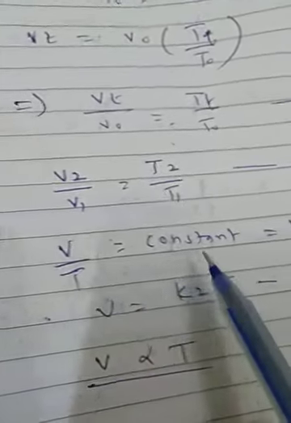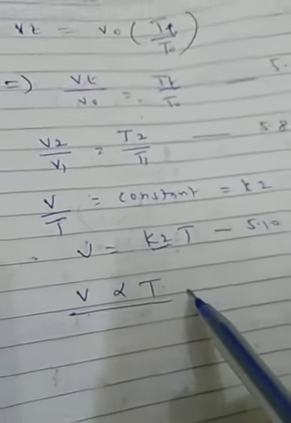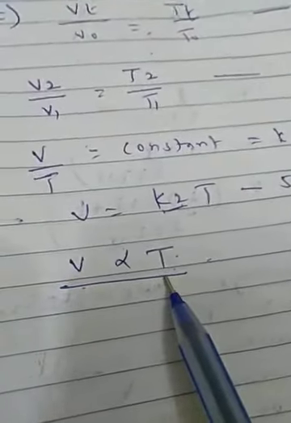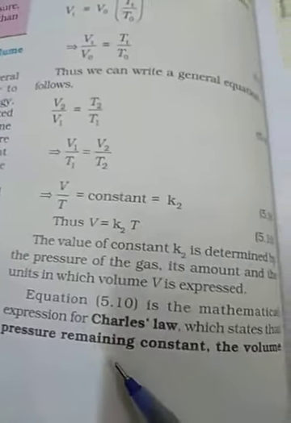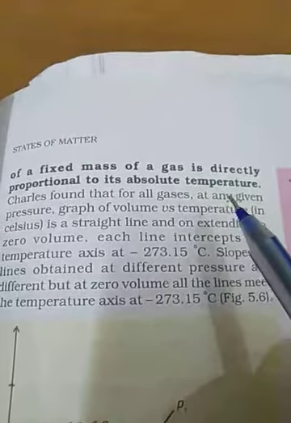Now from here we can say V upon T is equal to constant. That constant is K2. So V is equal to K2 T, that is equation 5.10. So if we remove this constant, we can say volume is directly proportional to the given temperature. This is called the mathematical expression of Charles' law, which states that pressure remaining constant, the volume of a fixed mass of a gas is directly proportional to its absolute temperature.